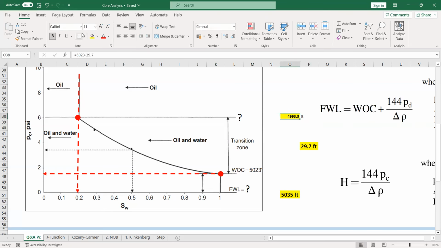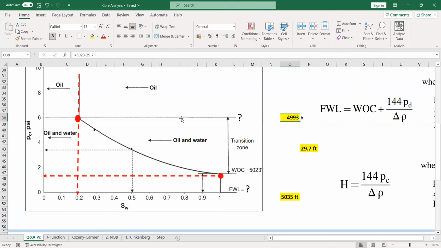All right, so bingo. So between 4,993 and 5,023, if you set your perforation here between these two depths, between these two locations, oil will simultaneously flow with water. But above, if you place the perforation above 4,993, only oil will flow because water will exist at its connate water saturation.